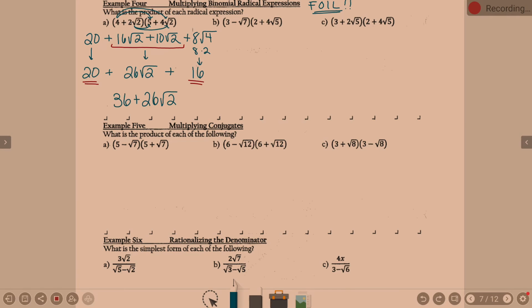Nope. 36 plus 26 square root of 2 is our final answer. Can I add those? No, because they are not like terms. One of them has a square root of 2. The other does not have a square root of 2.